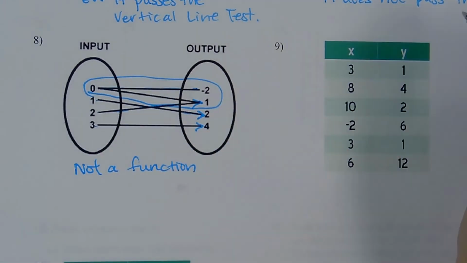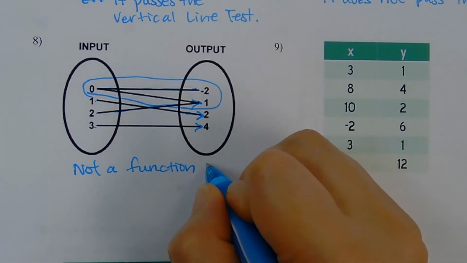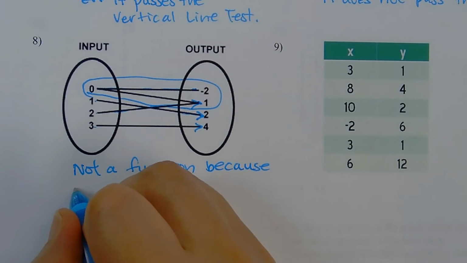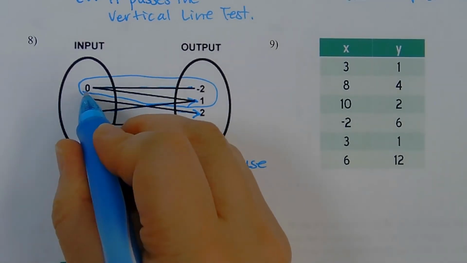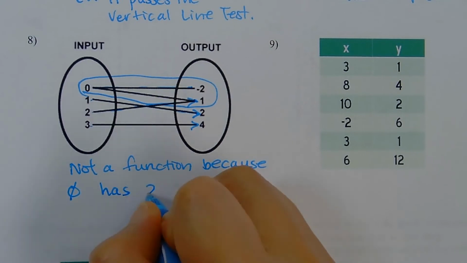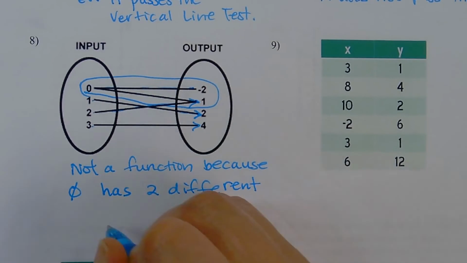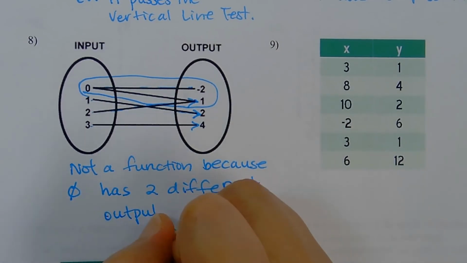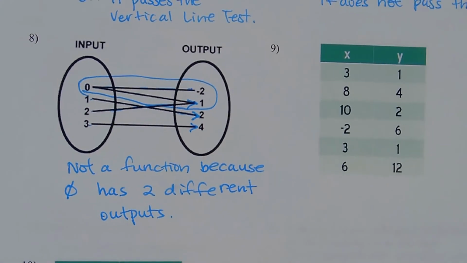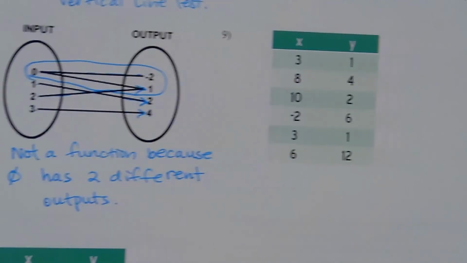Please don't say it does not pass the vertical line test. We're not doing that here, right? This is not a graph. Not a function because 0 has 2 different outputs. I like to give the reason why. If you want to list what those outputs are, you can, but for me, this is what I usually do. Because 0 has 2 different outputs. Done. That's my reasoning, not a function.